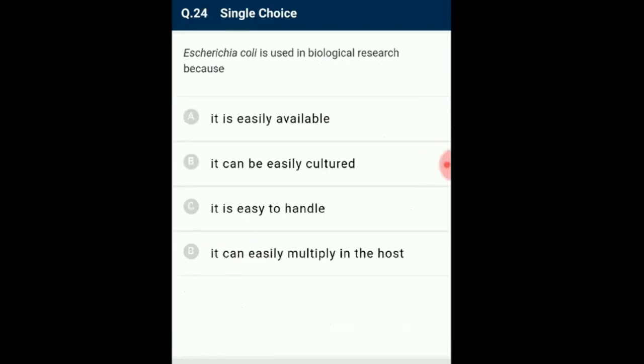Question 24. Escherichia coli is used in biological research because E. coli is a bacterium that is rod shaped and gram negative. It belongs to genus Escherichia and it is the most widely studied prokaryotic model organism. This bacterium is mostly used in biological research for its minimal living requirement. This allows it to be cultured easily and manipulated as per the requirements, making it expensive for lab purposes. The plasmid is used as a cloning vector in genetic engineering process. The answer is option B, can be easily cultured.